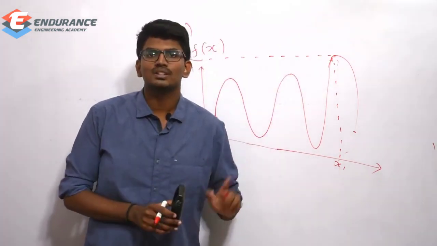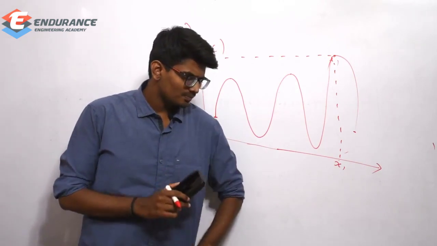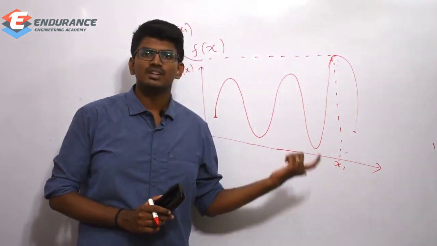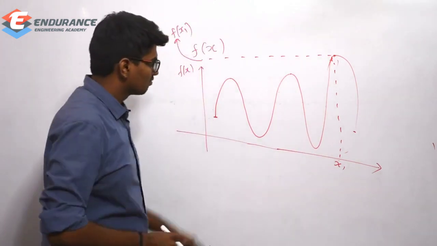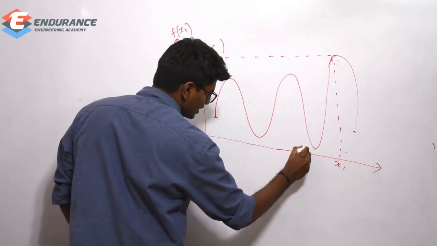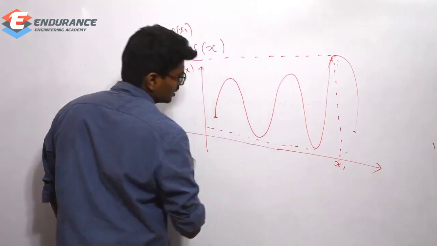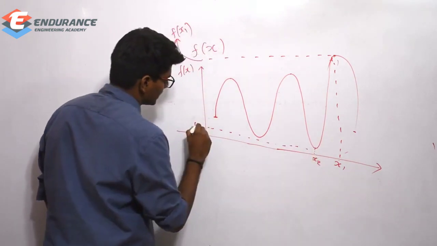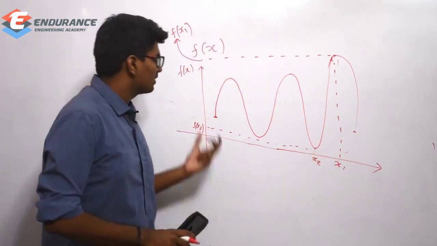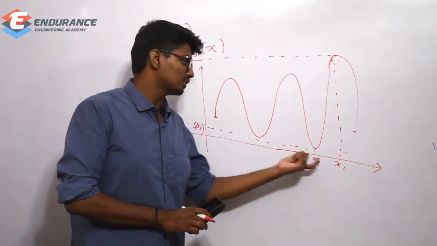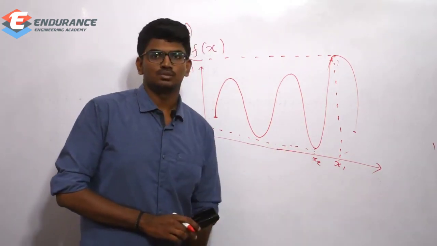It's a simple concept. In the same way, what about minima? The value of x at which f of x is becoming minimum. Here, obviously these two are almost the same, and if I draw a straight line, if I take this as x2 and this is f of x2, then when the value of f of x is becoming minimum, the corresponding value is x2.